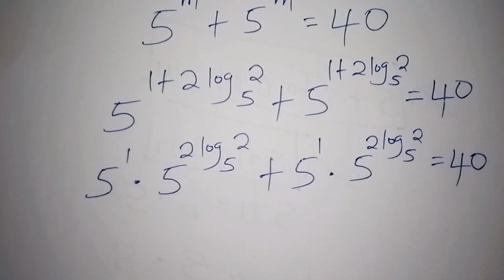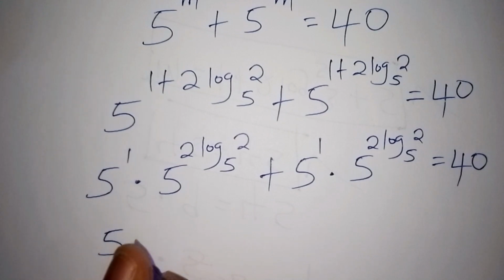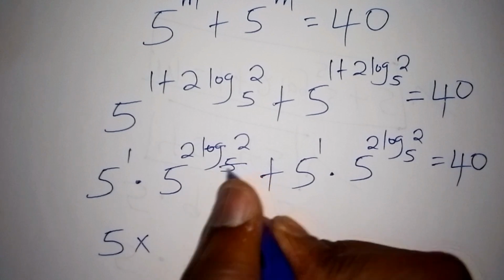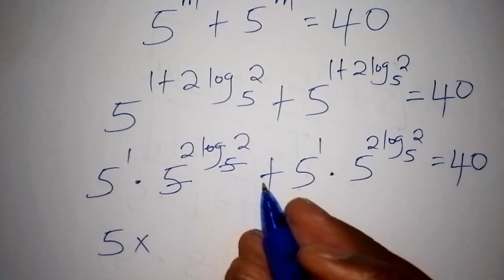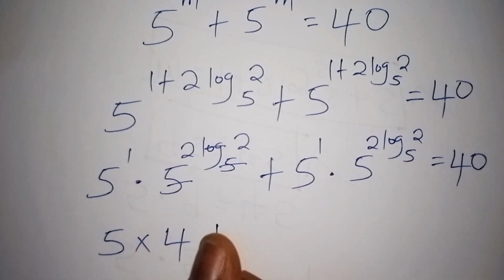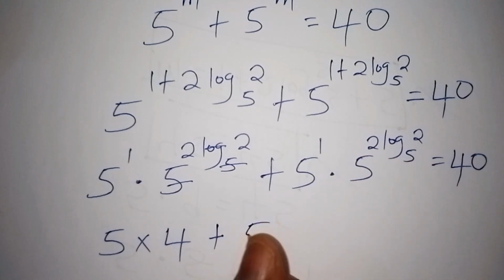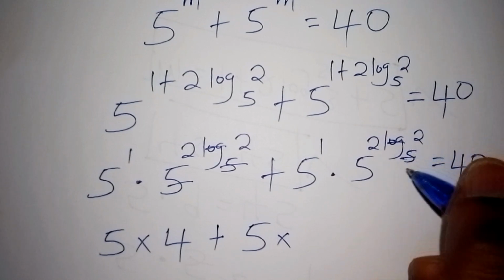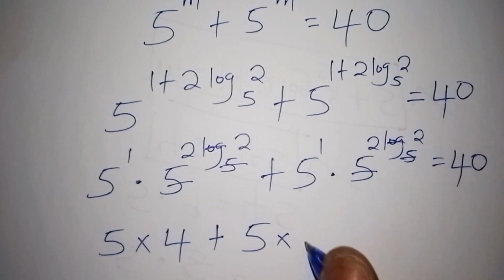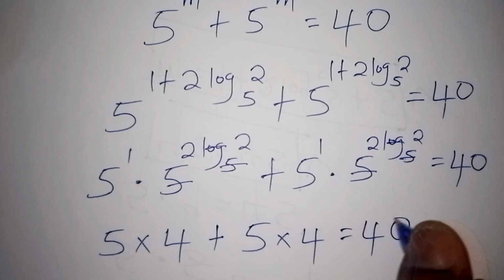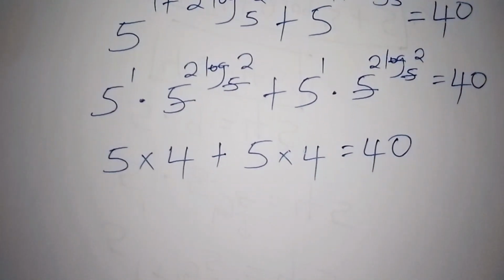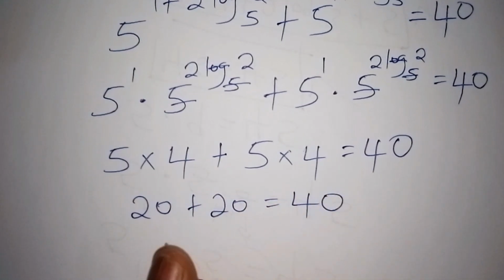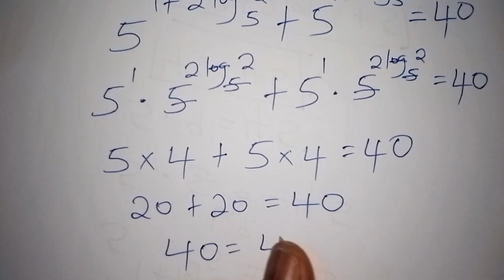Now 5 to the power of 1 is 5. Then multiplied by this, the log to the base of 5 cancels with the 5, so 2 multiplied by 2 is 4. Then plus 5 to the power of 1, which is 5, multiplied by 5 with the log of 5 cancelling with this 5, so 2 multiplied by 2 is 4, and 5 multiplied by 4 gives 20. So we have 20 plus 20 is equal to 40.